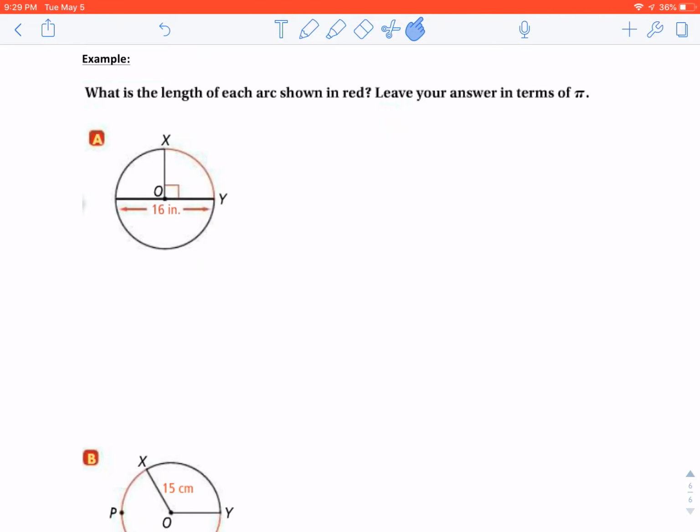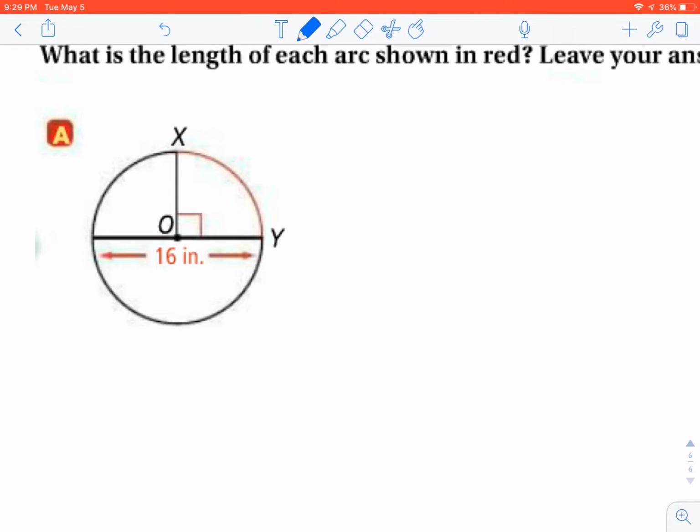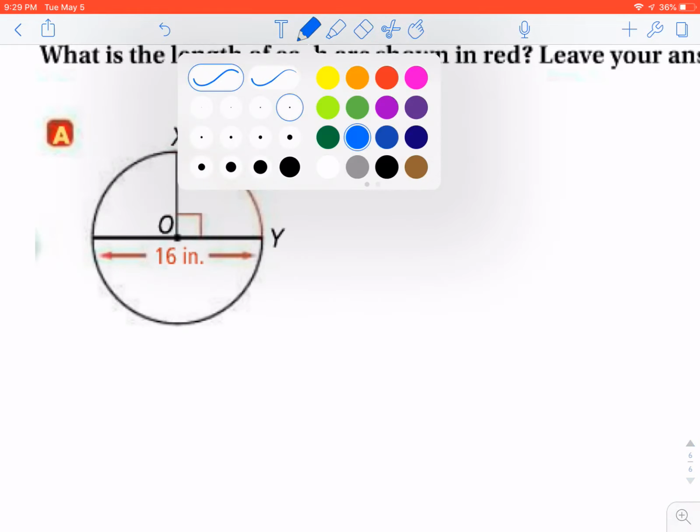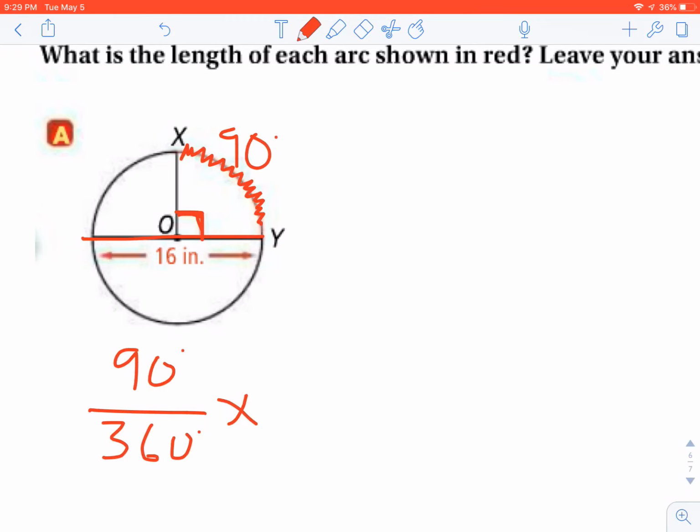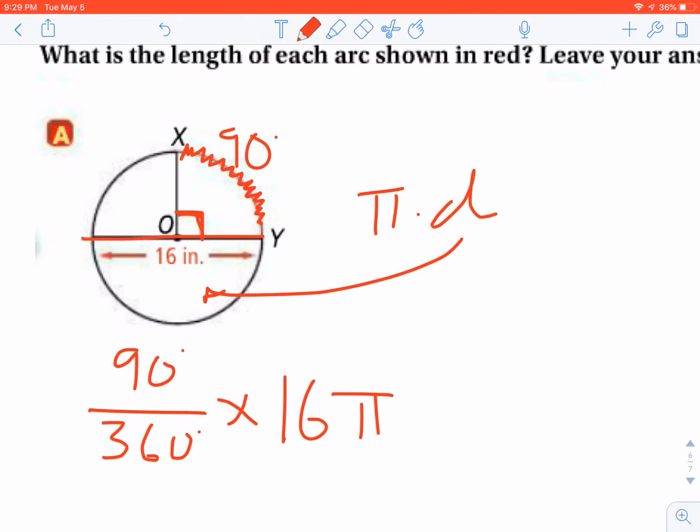On the notes, I'm not sure if you can see it or not, if your copy is black and white or in color, but they want you to find the arc of the part that is in red. So I will highlight that for you. In this example, we need to find the arc length of XY. Well, the central angle is 90 degrees. That tells me that the arc measurement is also 90 degrees. So I want to take 90 degrees out of the 360 degrees, and multiply that by the circumference of the circle. The circumference is, in this case, going to be pi times diameter because I'm given the full diameter. So I'm going to take 90 over 360, multiply that by 16 pi. I'm using pi times diameter because I was given the diameter.